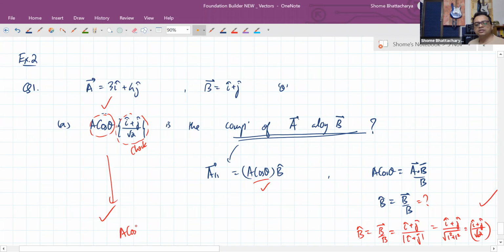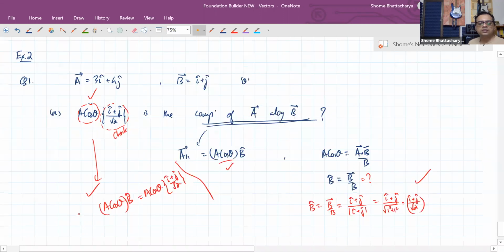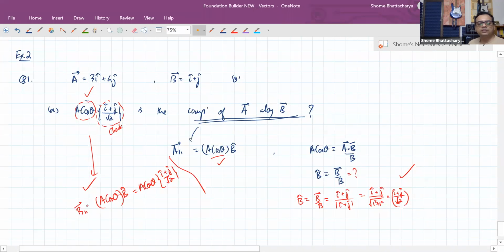A cos theta into B cap. This only is A cos theta into i plus j by root 2. And that only is the component of A parallel to B. So this is correct. Okay, understood now. Rishi, hope you have understood this.